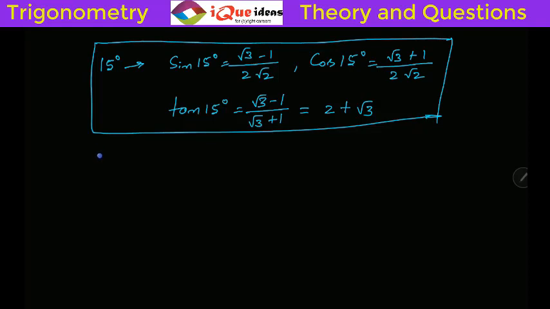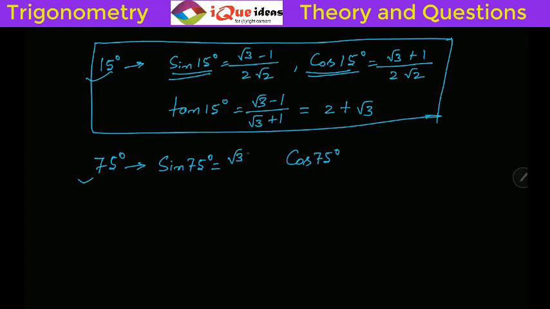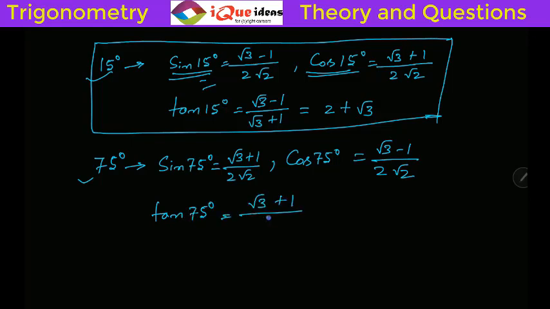Okay. Now, similarly for 75 degree, actually 15 and 75 can be memorized together, because whatever was sine 15 will become cos 75 and whatever was cos 15 will be sine 75. So sine 75 degree is actually equal to root 3 plus 1 upon 2 root 2 and cos 75 degree is equal to sine 15, that is root 3 minus 1 upon 2 root 2. And from there you can calculate tan 75 degree, which is root 3 plus 1 upon root 3 minus 1. One second, this was root 2 minus root 3.